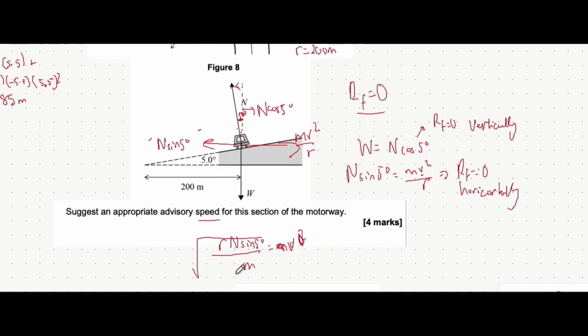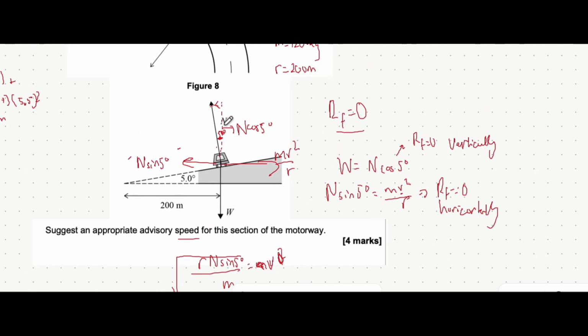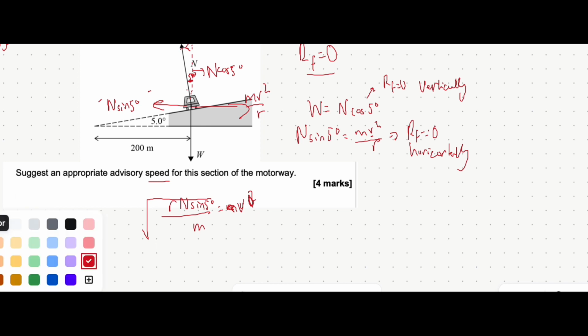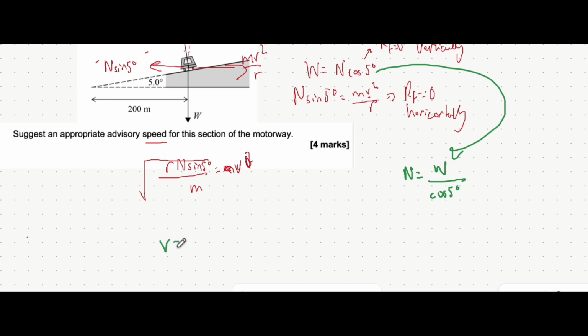Do we have all these values? So we have the mass, we have the radius, but we don't have the value of n, the normal reaction force. That's where we rearrange this equation here. I'm just going to change two things, the thickness of my pen and also the color of my pen, so it's clear for you guys. But we can make n the subject of this equation because we don't have it. We can say n is equal to w over cos 5 degrees. And we can say that v is just equal to the square root of r multiplied by this equation for n, w over cos 5, multiplied by sine 5, all over the mass.